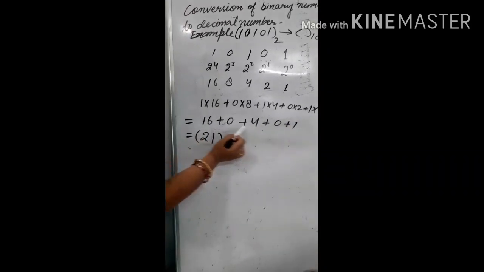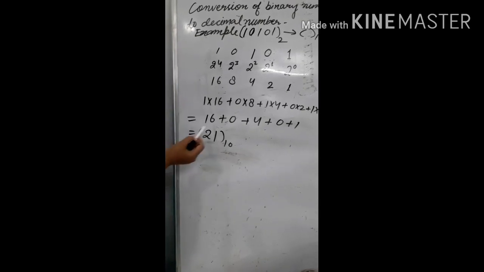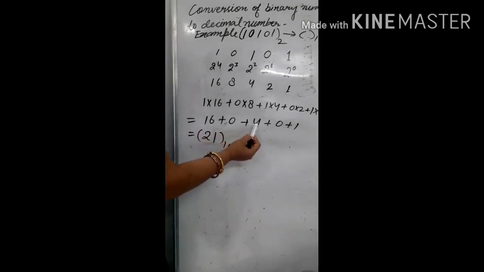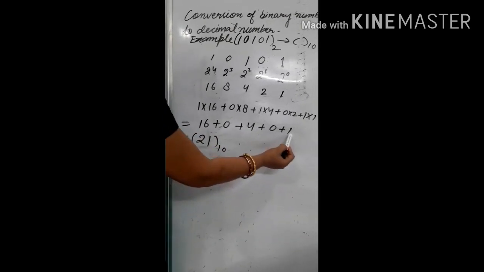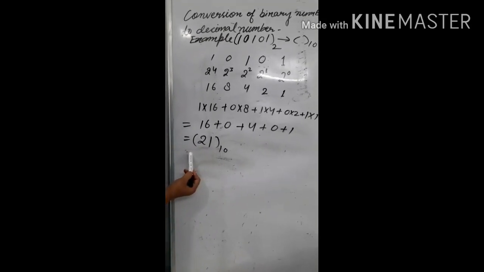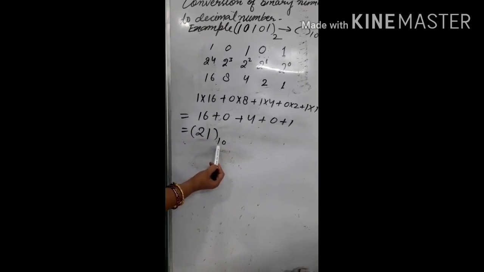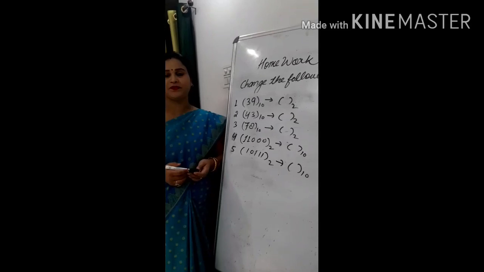Finally, we add all these numbers. As a result, 16 plus 4, 20 plus 1, 21. So, we get 21 base 10 as a result.